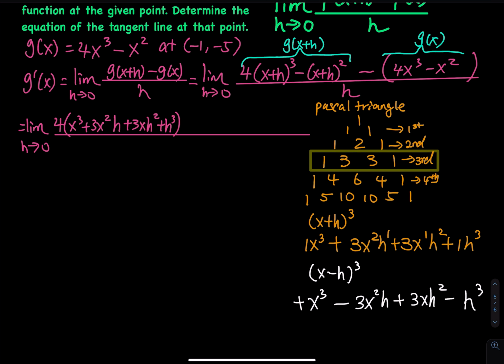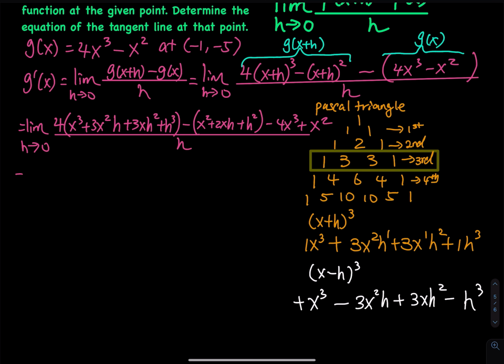I always double check my work because there are so many variables and exponents. It is easy to make mistakes. So x to the third, 3x squared h, 3xh squared, and then x to the third. And then minus x plus h squared. So we expand that inside this parenthesis. So that will be x squared plus 2xh, and then plus h squared. And then we subtract 4x to the third, and then minus minus, that becomes plus x squared. And then divided by h.